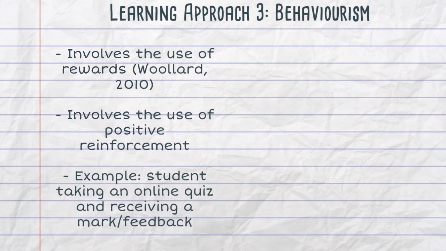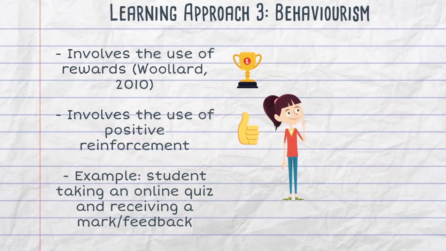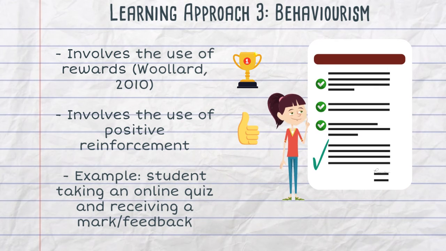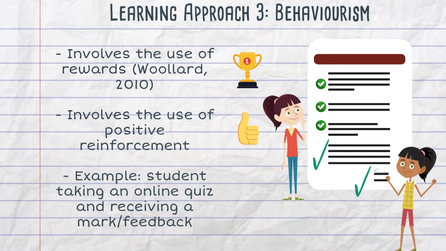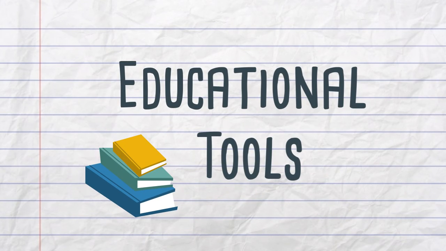Behaviourism is another learning approach which involves the use of rewards and positive reinforcement. An example is a student taking a quiz and receiving a grade and feedback. This is valuable for psychology students as being rewarded with the correct answer would reinforce that answer into their memory. Now it's time to discuss some educational tools which use these approaches to learning.